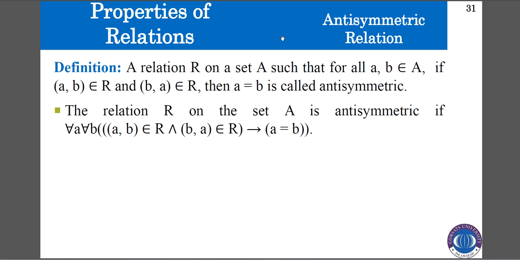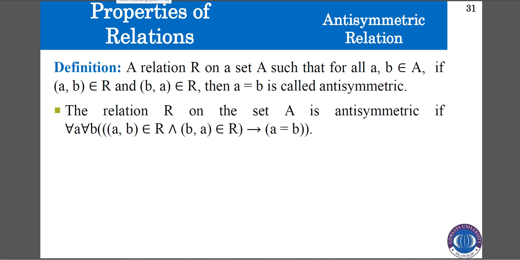Another property of antisymmetric relations. It's clear that the terms symmetric and antisymmetric are not opposite, because a relation can have both of these properties or may lack both of these properties. A relation cannot be both symmetric and antisymmetric if it contains some pair of the form (a, b), where a is not equal to b.